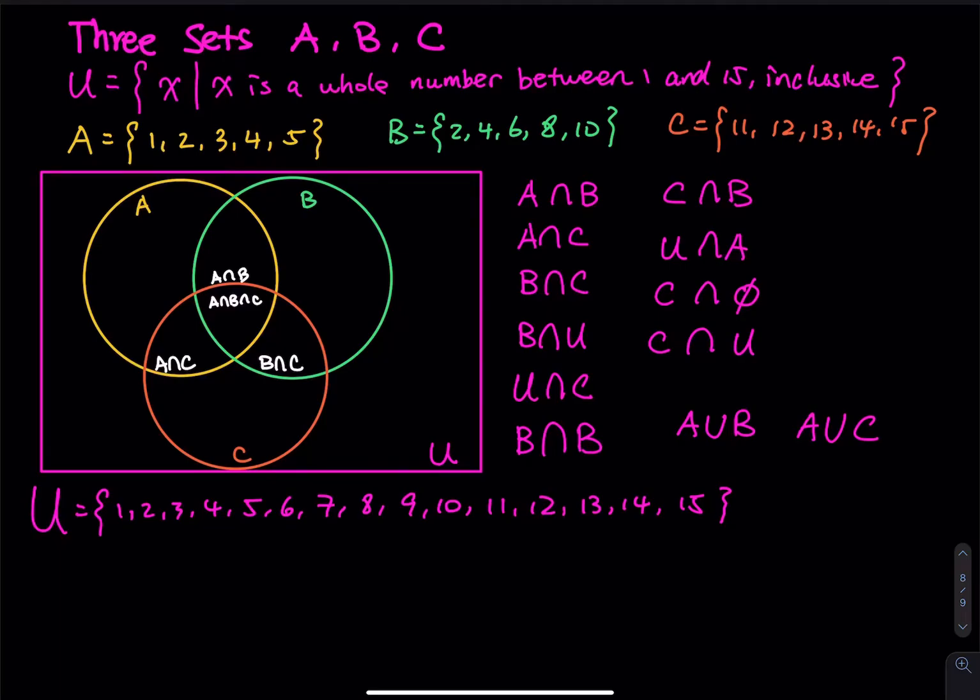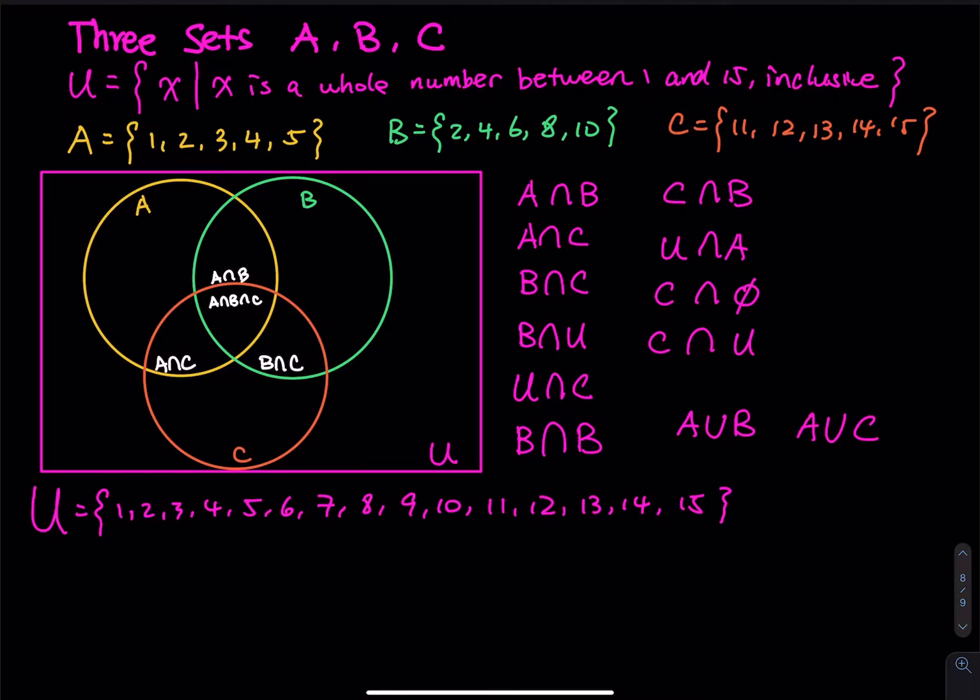In this example, I have three sets A, B, and C in the same Venn diagram. Let's take a look at the universal set. The universal set is X is a whole number between 1 and 15 inclusive. I already prepared the universal set for you, 1 to 15. And then I want to find each of the following.